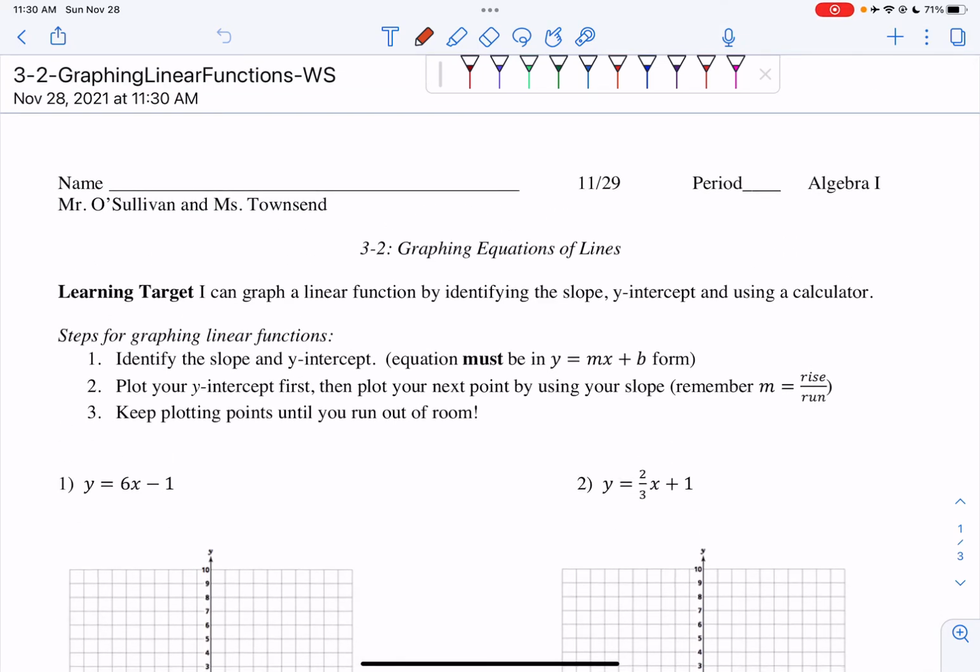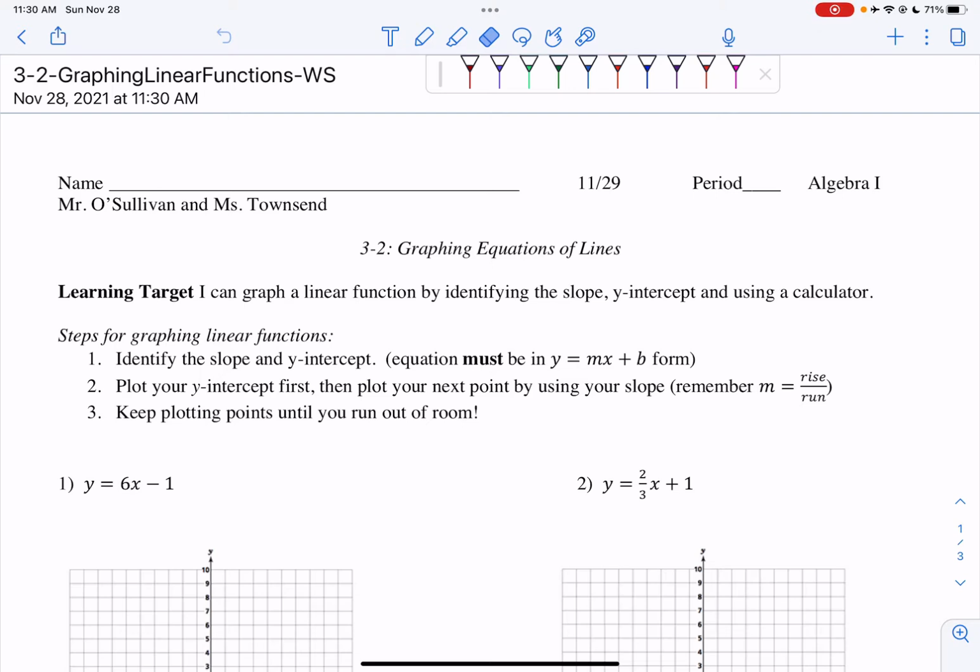Today we're going to be looking at lesson 3-2, graphing equations of lines. Today's learning target is, I can graph a linear function by identifying the slope, y-intercept, and using a calculator. The steps for graphing a linear function are pretty straightforward.